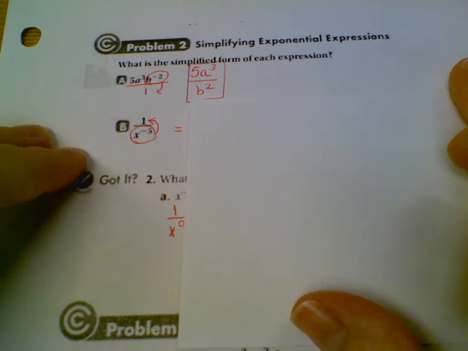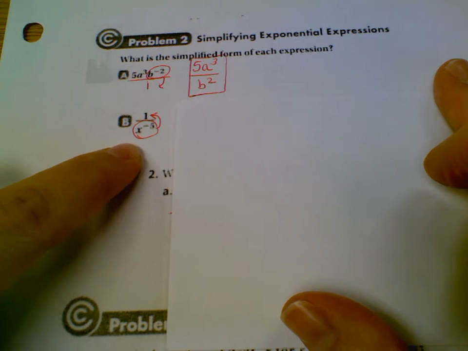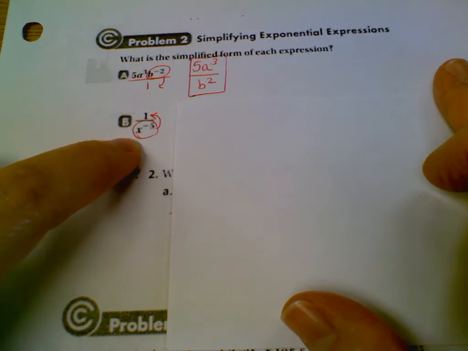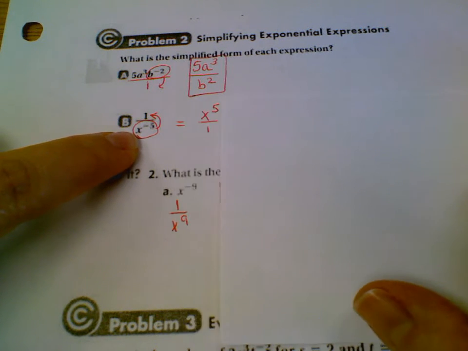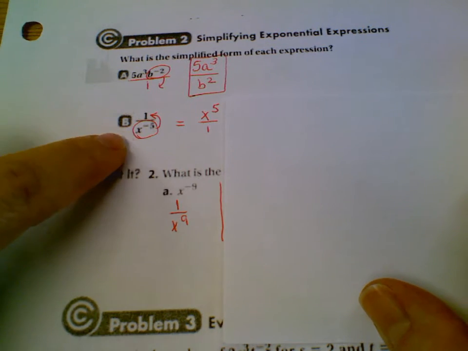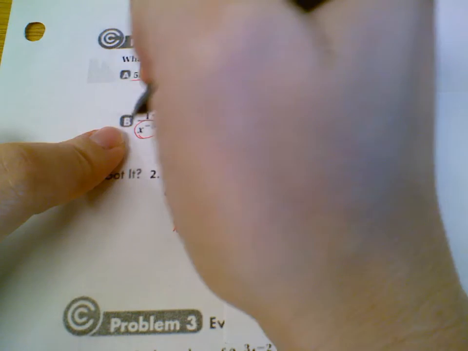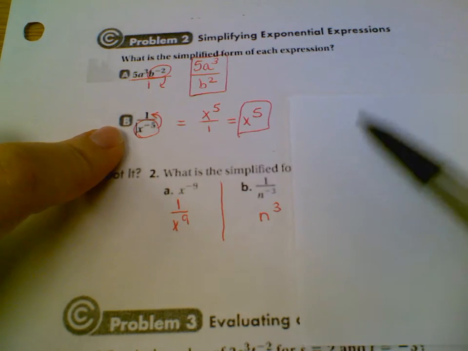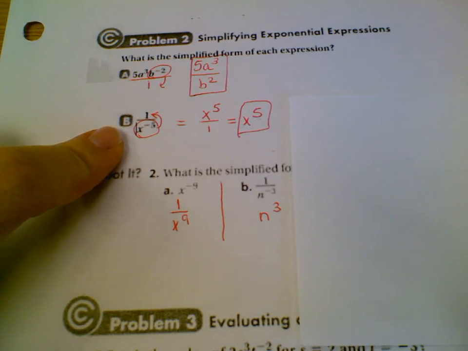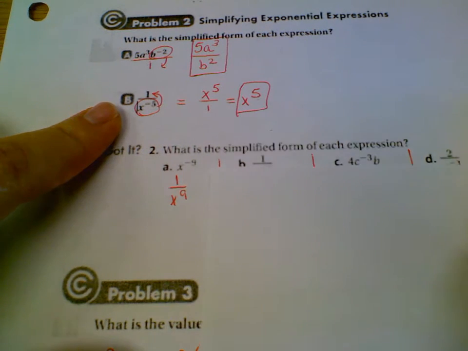Okay, let's take a look at the next one. I have 1 over x to the -5th. It's already in fraction form, so I'm going to move the things that have a negative exponent. So that would be the x term. So that x to the 5th will go to the top, and then there's an invisible 1 that's already in front of the x that will replace the bottom. So you can just write it as x to the 5th, or you can write it as x to the 5th over 1.